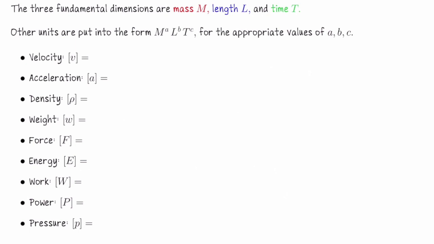So velocity is something like meters per second or miles per hour. So that's a length divided by an amount of time. You could write L over T. But how I would like to do that for this exercise is m to a power, L to a power, T to a power. So that's going to be m to the 0, L to the 1, T to the negative 1.